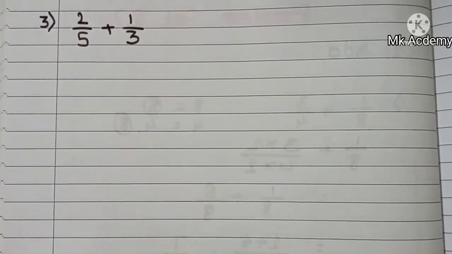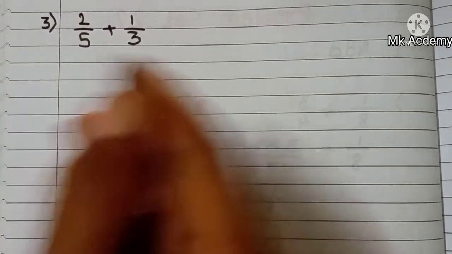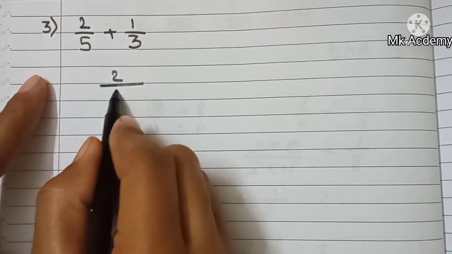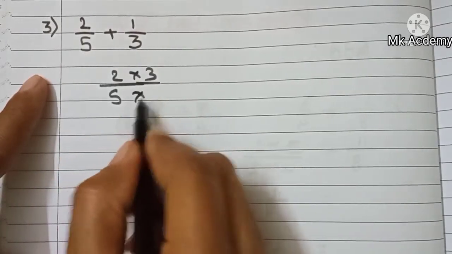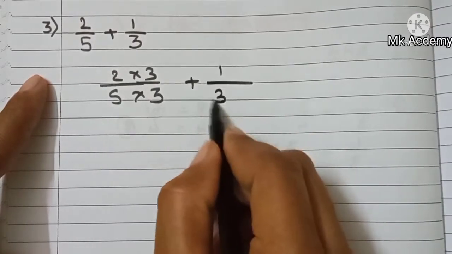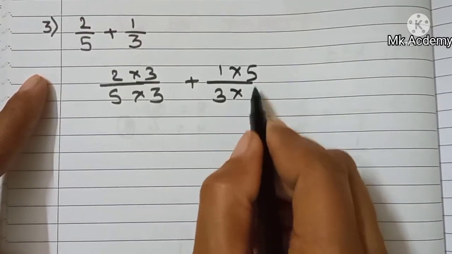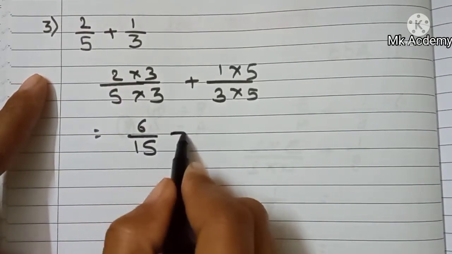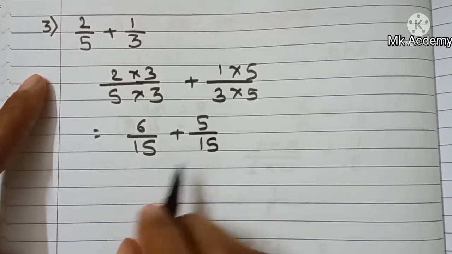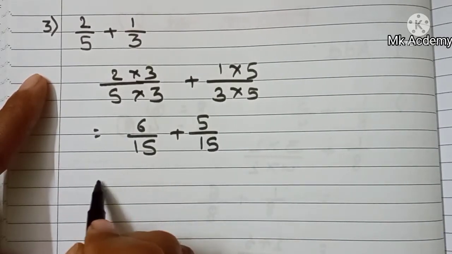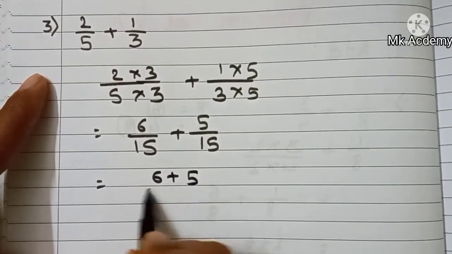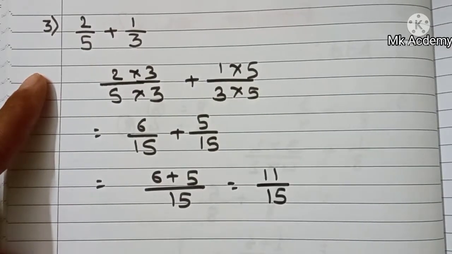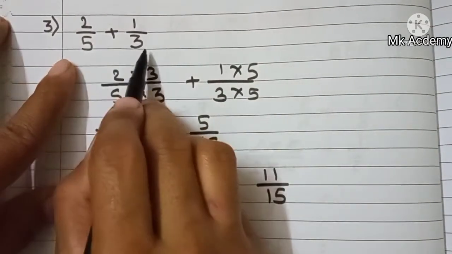Now see next example. Example number 3, 2/5 plus 1/3. Now we multiply 2/5 by 3 in numerator and denominator, plus 1/3, numerator and denominator by 5. Then we get 6/15 plus 5/15. Now the denominators are same. Then do addition. 6 plus 5/15 is equal to 11/15. Understood?